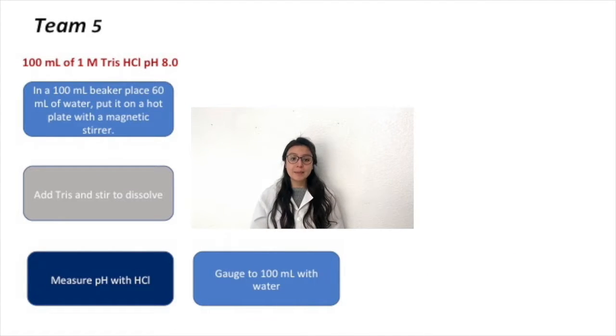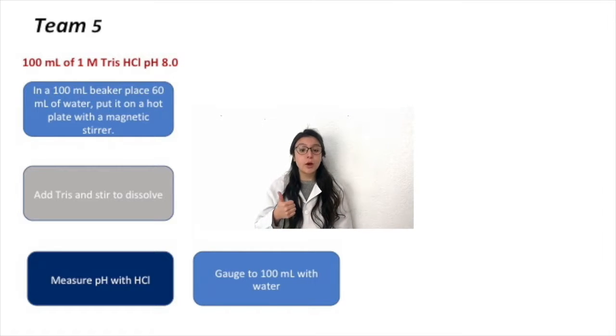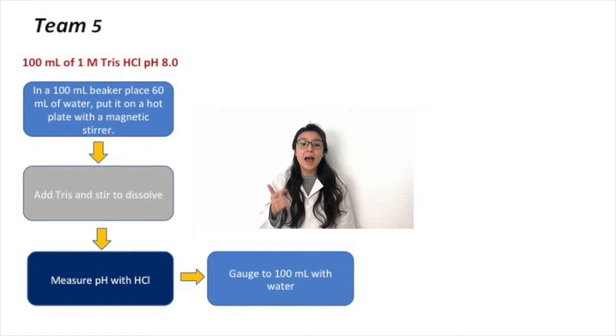Preparation of solutions. Team 5. 1 molar Tris hydrochloric acid. In a 100 ml beaker, place 60 ml of water. Put it on a hot plate with a magnetic stirrer. Add Tris and stir to dissolve. Once dissolved, place a partially submerged pH measuring electrode. Measure pH. Add hydrochloric acid drop by drop until obtaining a pH of 8. Use gloves and mask. Gauge to 100 ml with water.